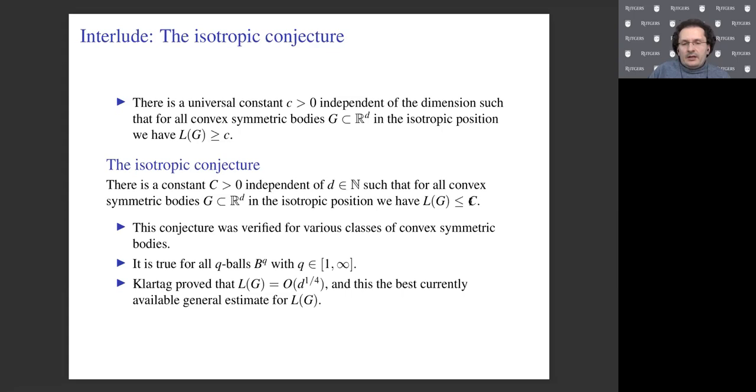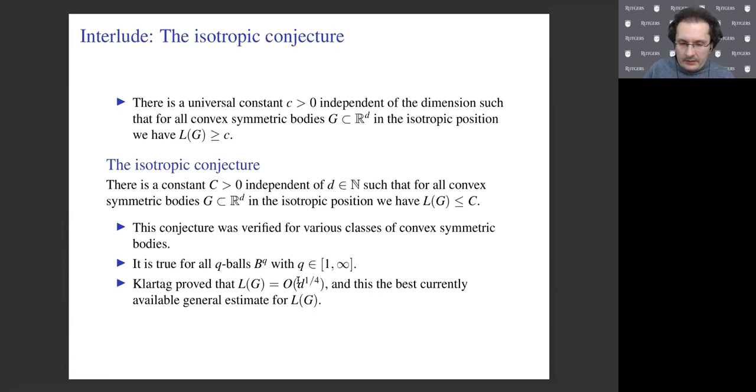For instance, it's true for all cube balls. And so the best that we know to date, this is the result of Klartag from 2006, which says that this isotropic constant behaves like dimension to the 1/4. And this is the best that we know in this generality. And so this problem is still open.